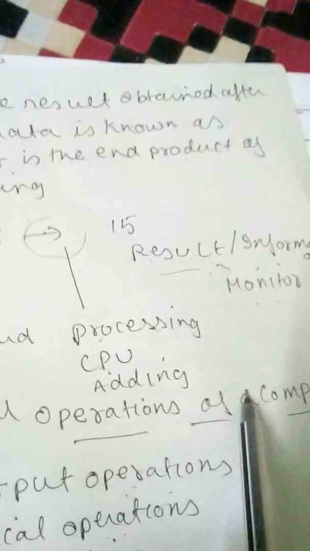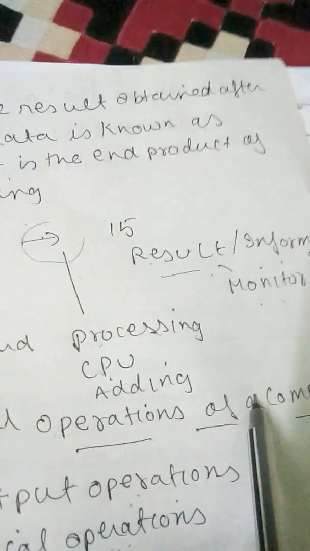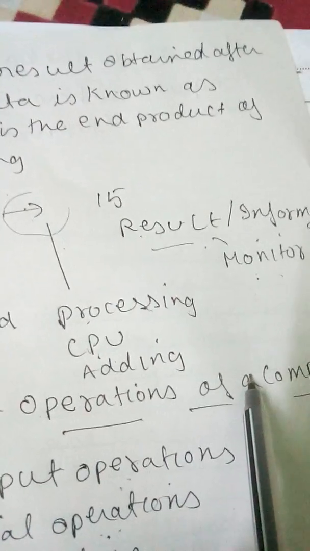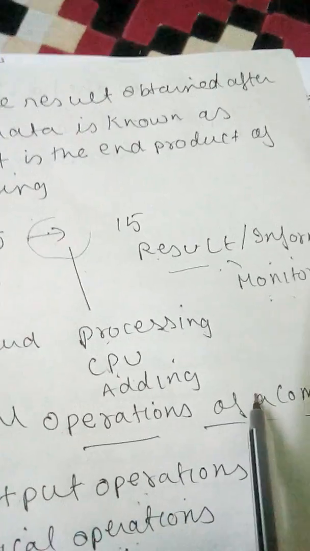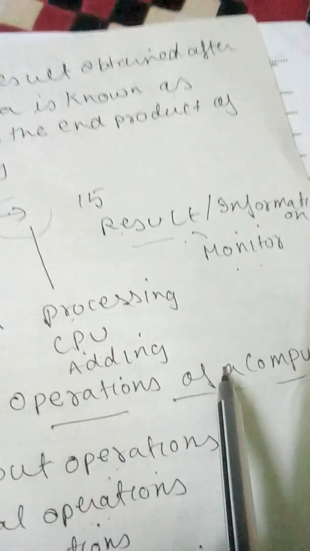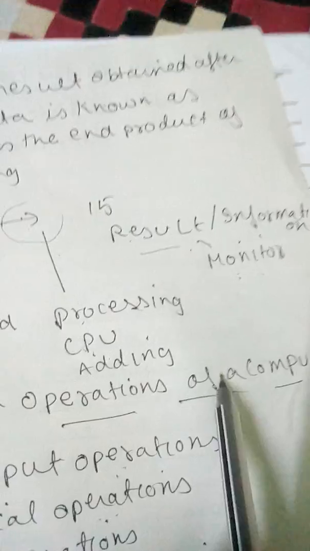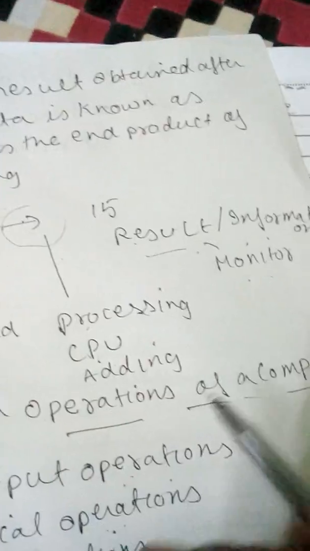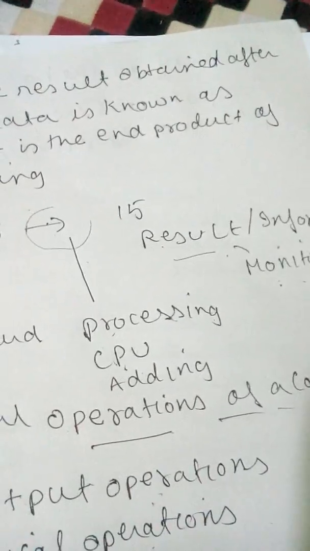So once again I am repeating, what is data? Data is a collection of raw facts and figures which we are giving to the computer to obtain a particular result. Then processing is done based on the instructions we are giving. Information is the result we are getting after being processed.